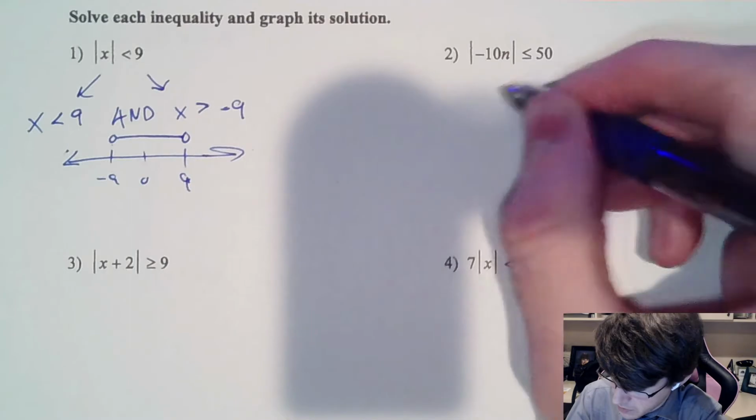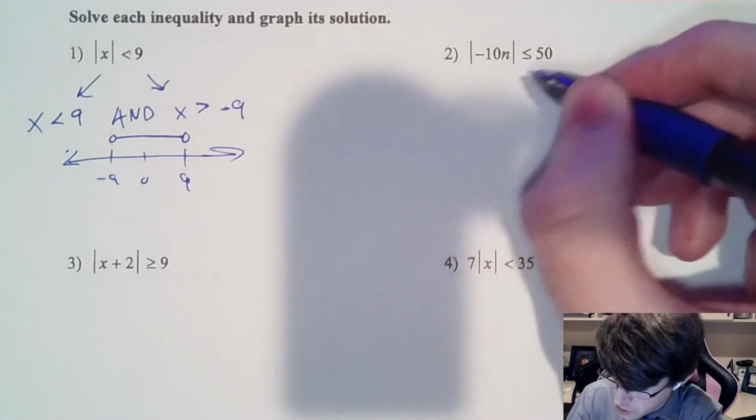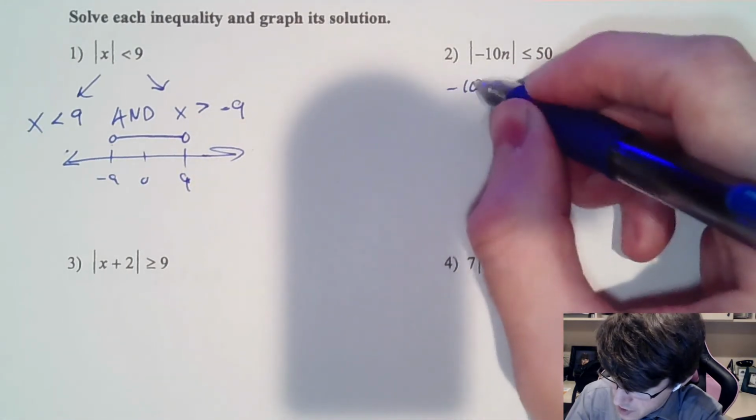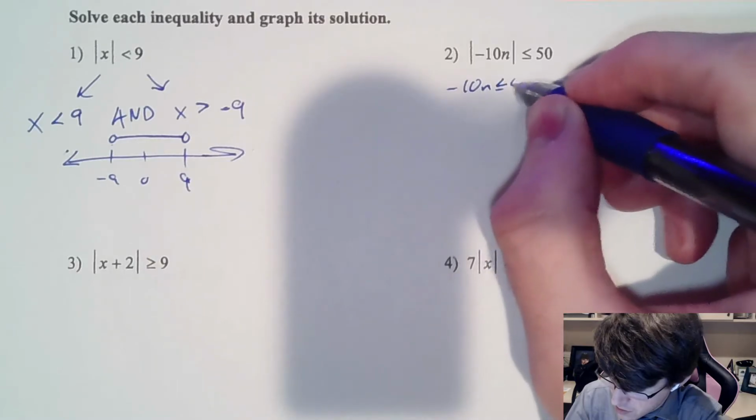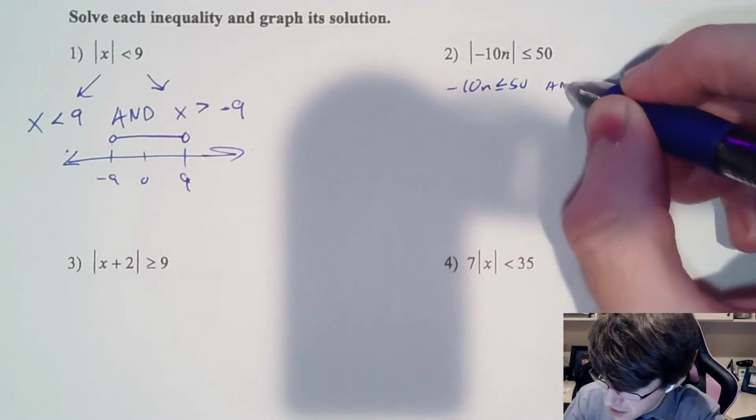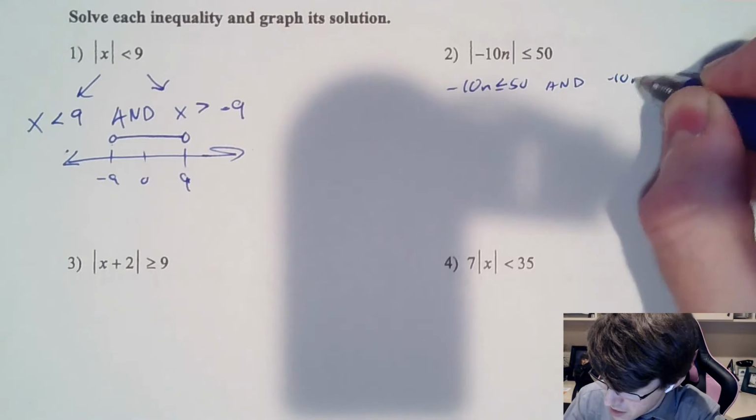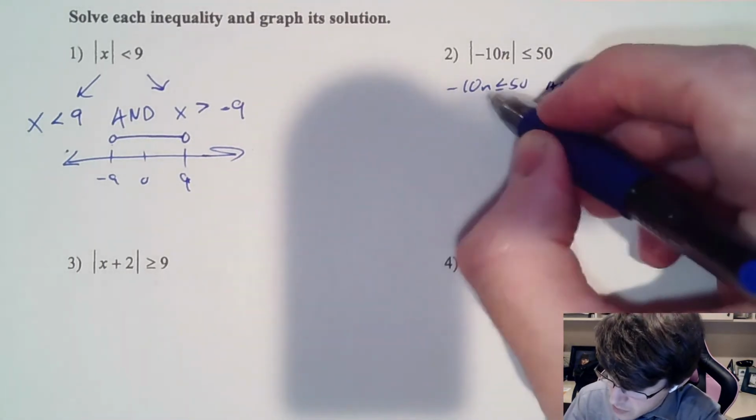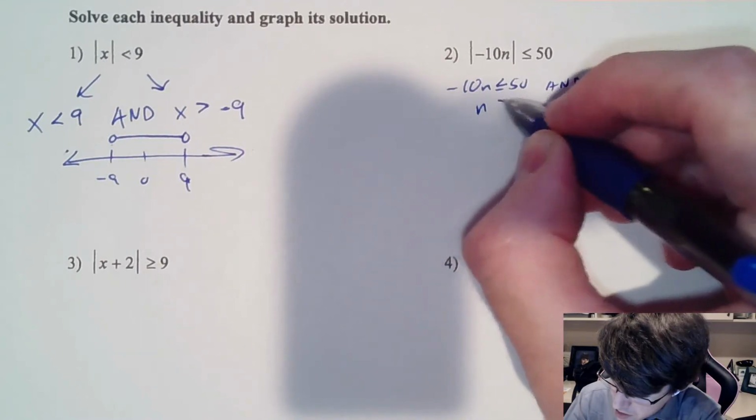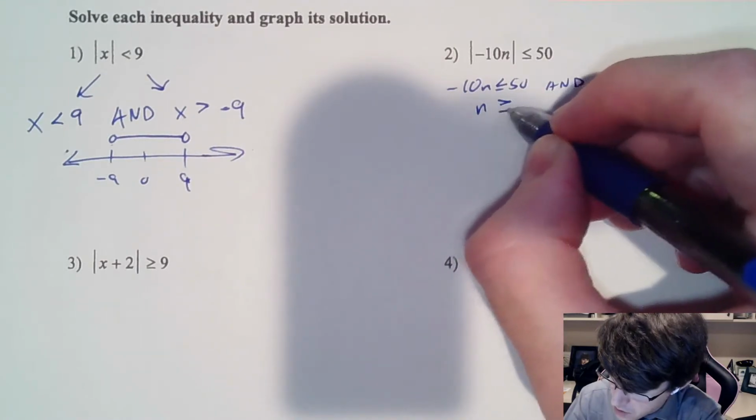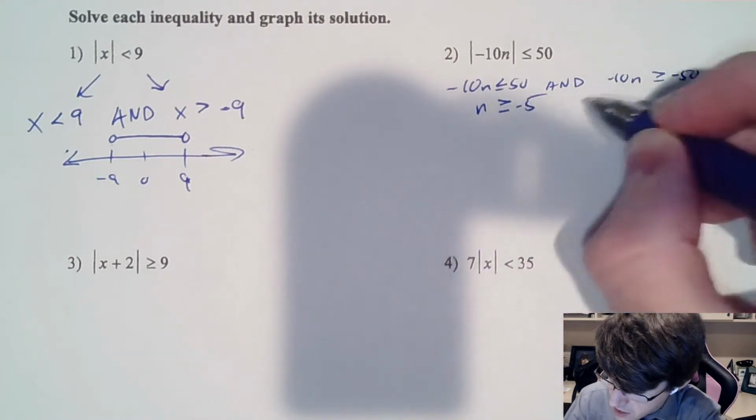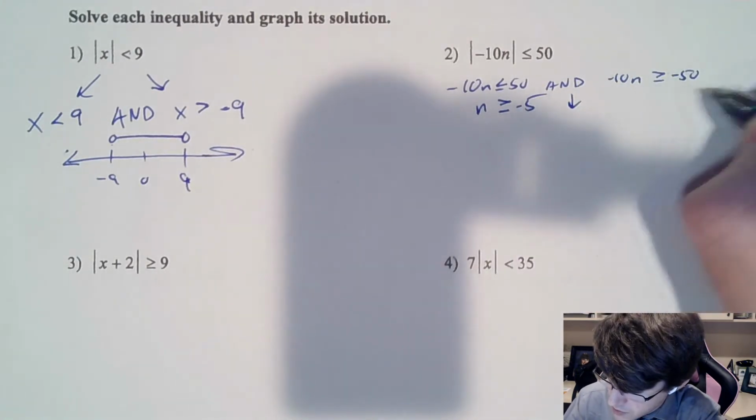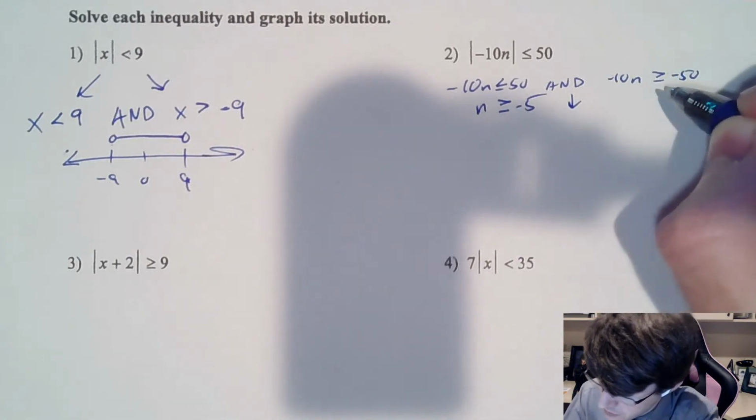Same concepts on almost every single one of these. So let's get going. We have another and situation coming up. I'm not even going to draw the arrows to split them up. -10n less than or equal to 50 and -10n greater than or equal to -50. Divide both sides by -10. Flip the direction of the sign. n greater than or equal to -5. And the word and would be copied all the way down, so I just don't feel like writing it.